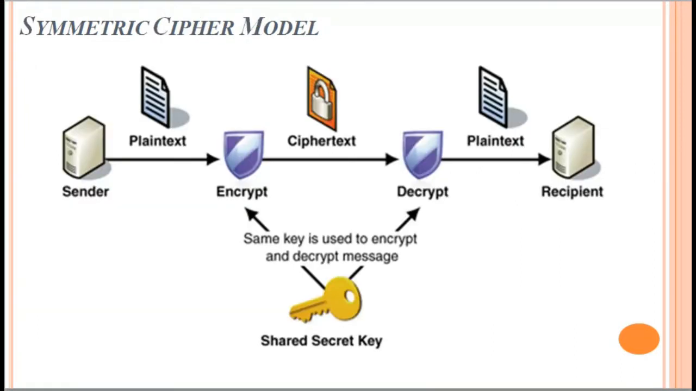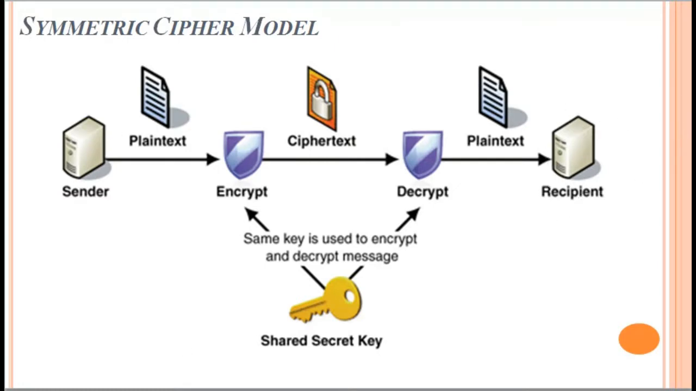Now consider the symmetric key model. In this model, what process is followed by the sender and receiver, and what is happening in the middle of the insecure channel, is shown in this figure. In the figure of the symmetric cipher model, there are 5 main components. One is plain text, another is the encryption algorithm, next is the key, fourth is the decryption algorithm, and fifth is ciphertext. Suppose the sender is Alice and the receiver is Bob here.